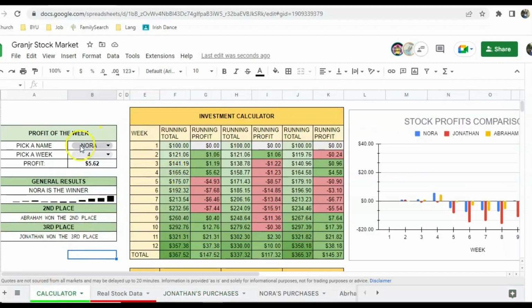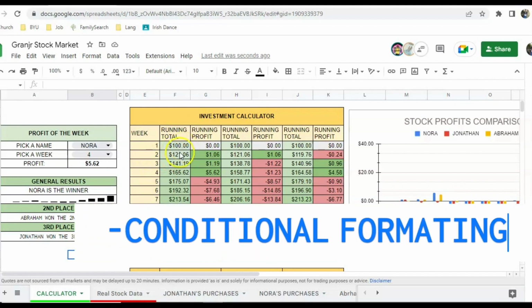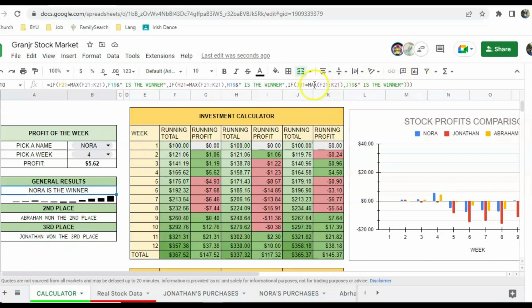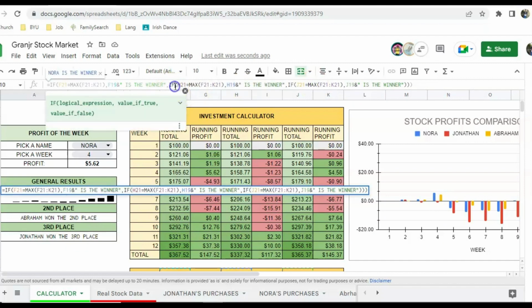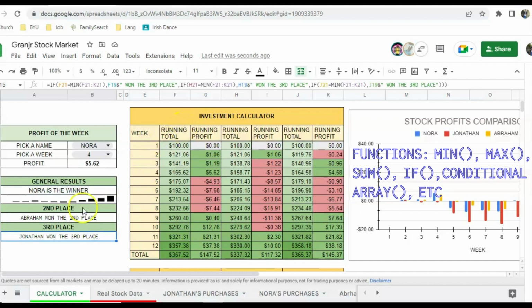Here in our calculator, we use conditional formatting to show green and red if you win or lose. To show the results, we use the if formulas and max or min, array, and conditional, and other formulas also.